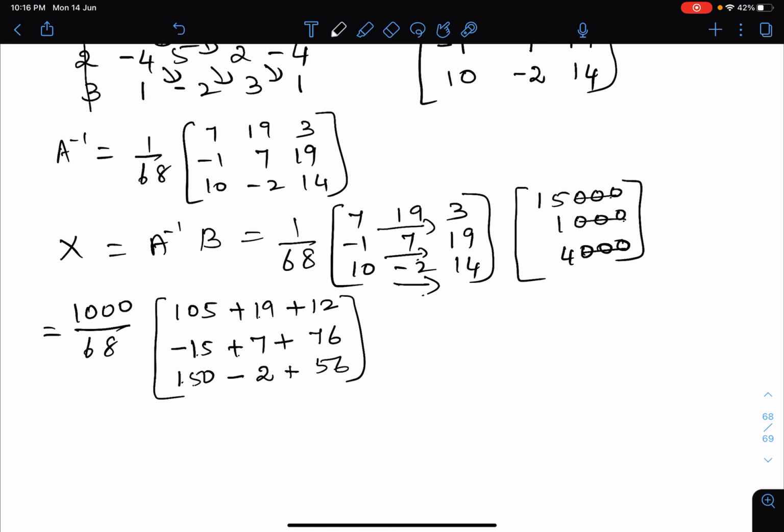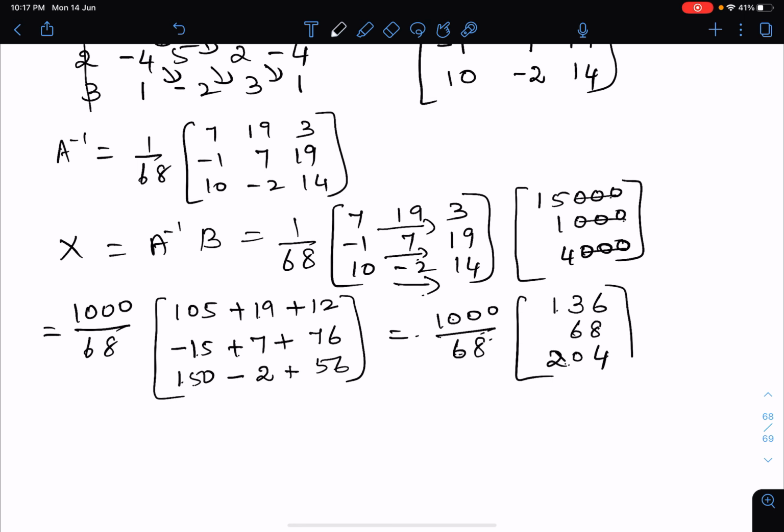Okay, now adding and subtracting, your answer is going to be 1,000 by 68 into our first answer, which is going to be 136. Subtracting 15 and adding the remaining, you will get 68. And the last one, similarly, minus 2 means 52 plus 150 is going to give you 204. Okay. Now take 68 inside and divide.